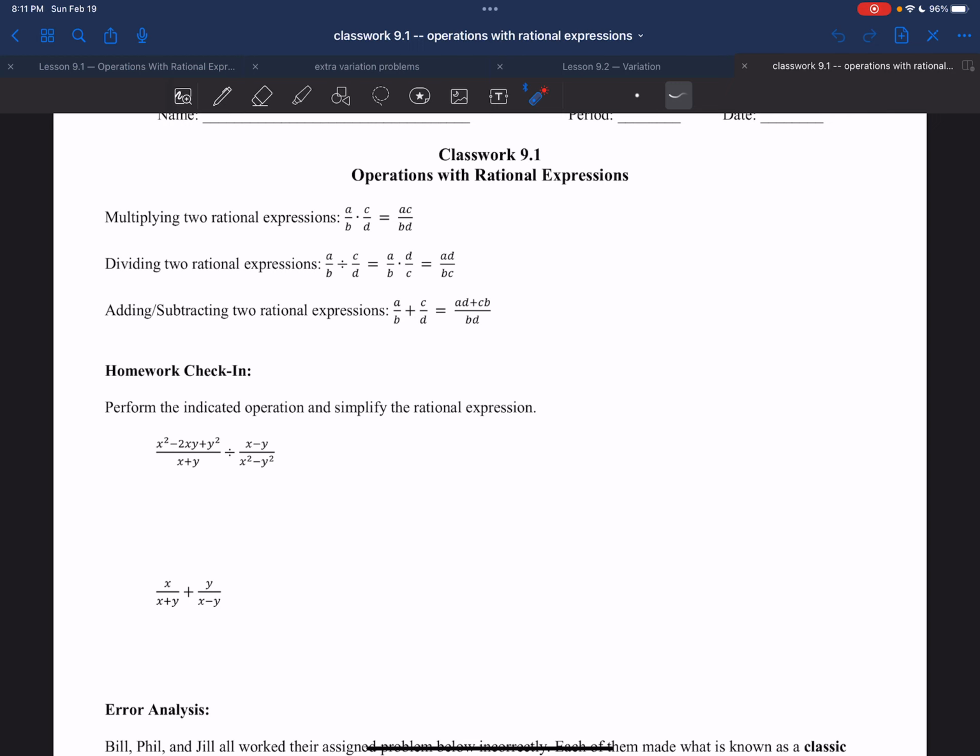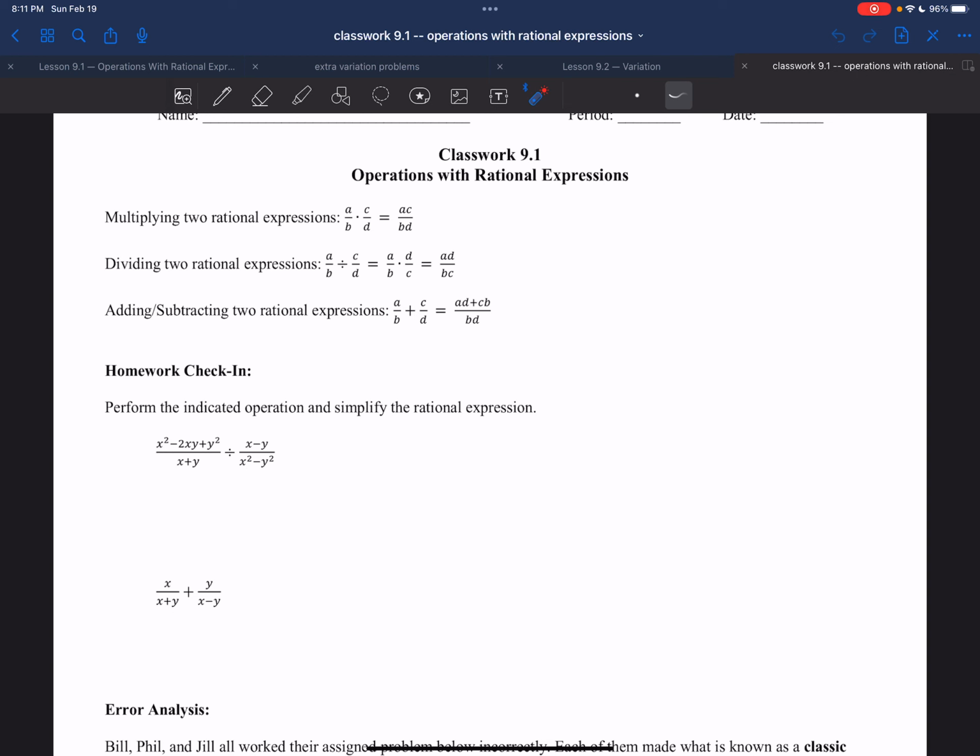Now, I have the rules written up here at the top of the worksheet. Multiplying two rational expressions, that's the rule. When you do dividing, it's this. Division is keep, change, flip, right? You keep the first fraction, you change it from division to multiplication, and then you take the reciprocal of the second fraction, and that's how you can divide two fractions. Okay. Adding and subtracting, you kind of have to get a common denominator so that you can add them together.